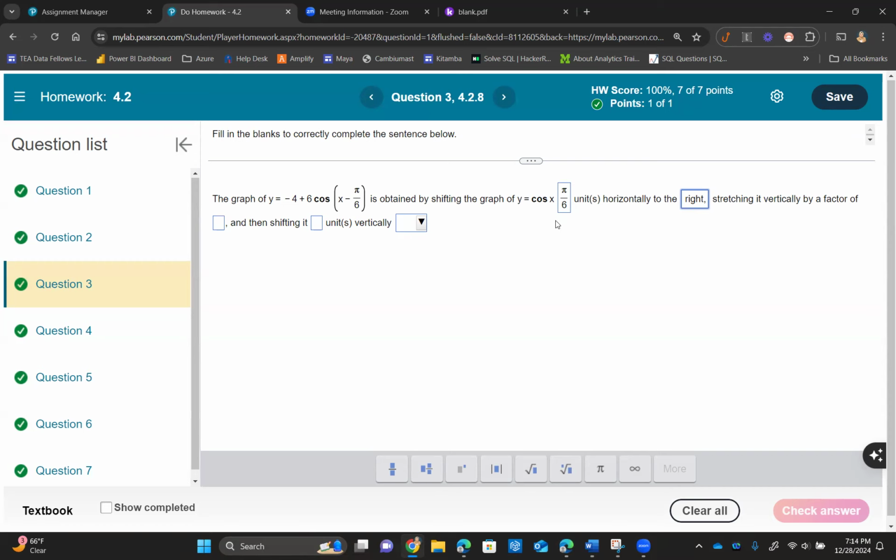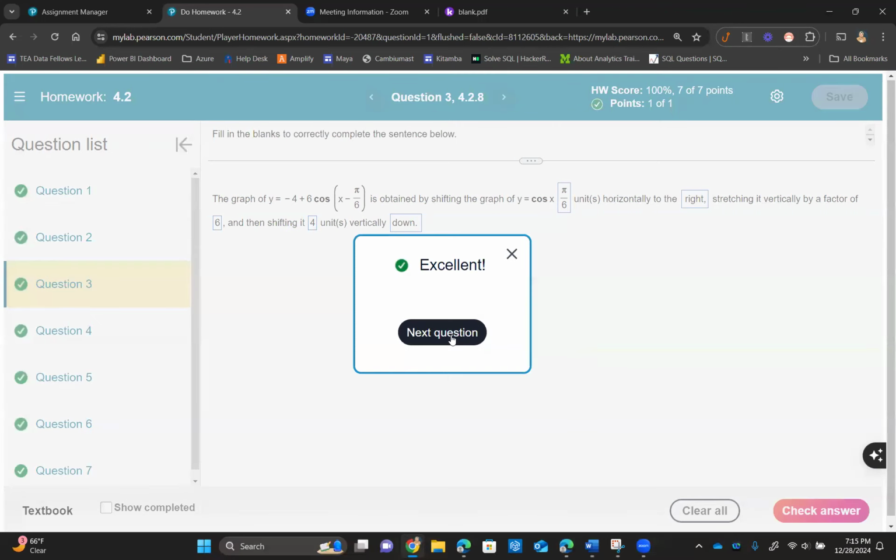And stretching it vertically by a factor of 6, the vertical stretch is caused by the 6 at the beginning of the cosine function. So there's a vertical stretch of 6. And then this -4 is going to shift the graph 4 units vertically down. These are all the transformations happening in this function.